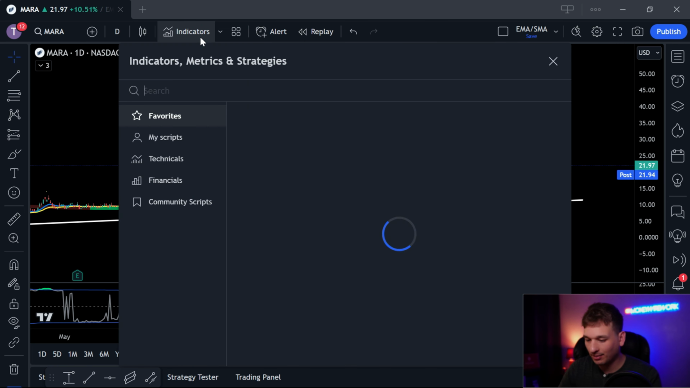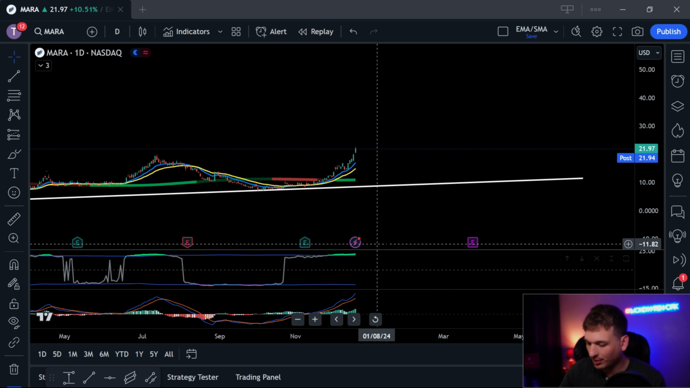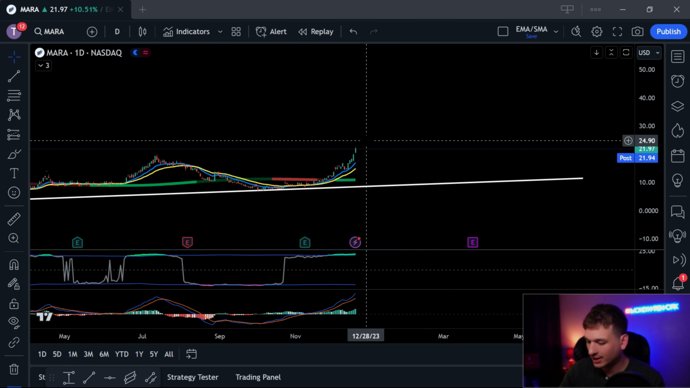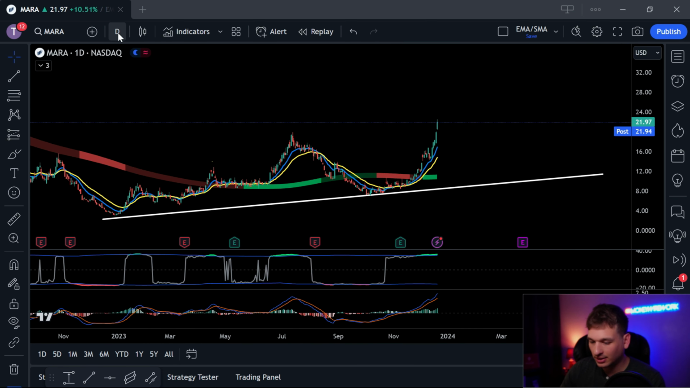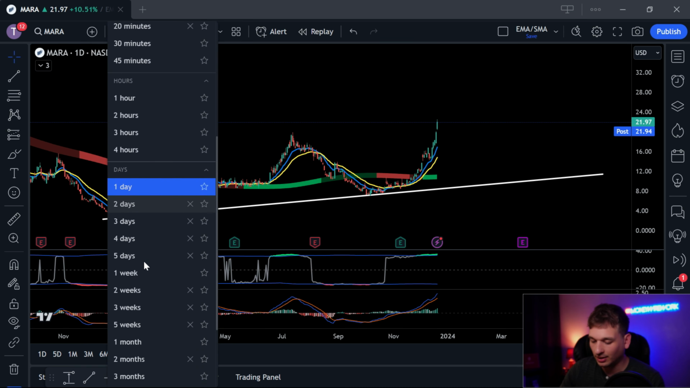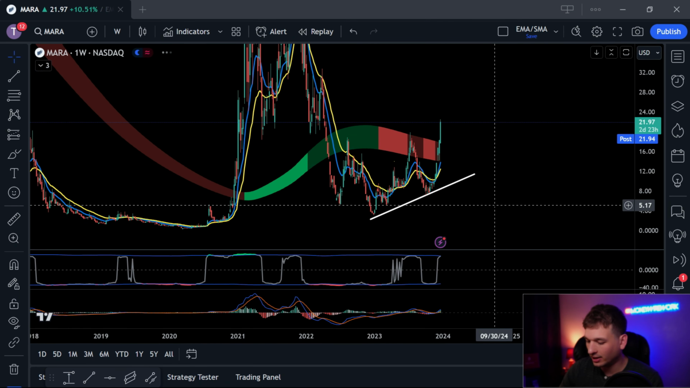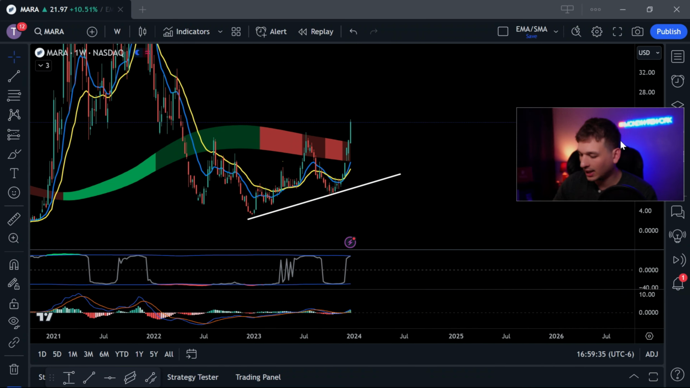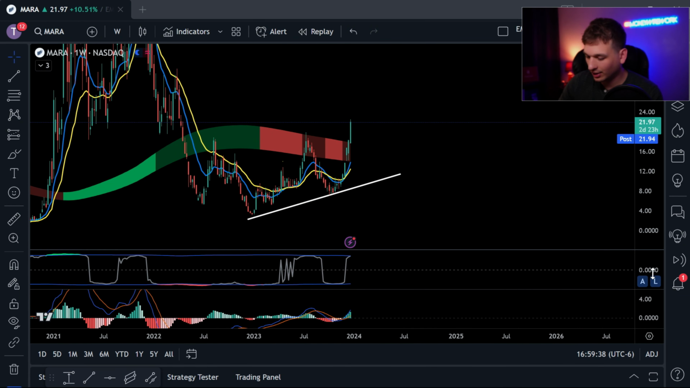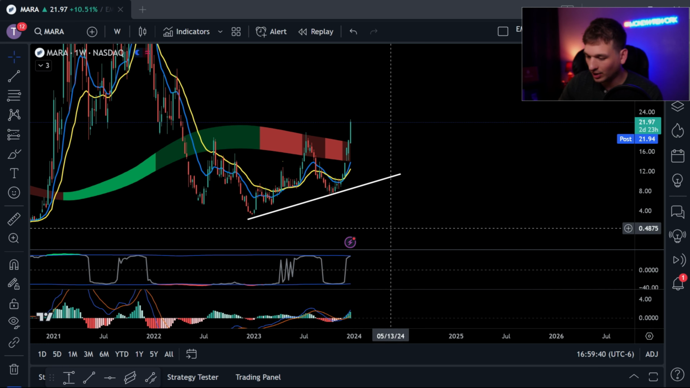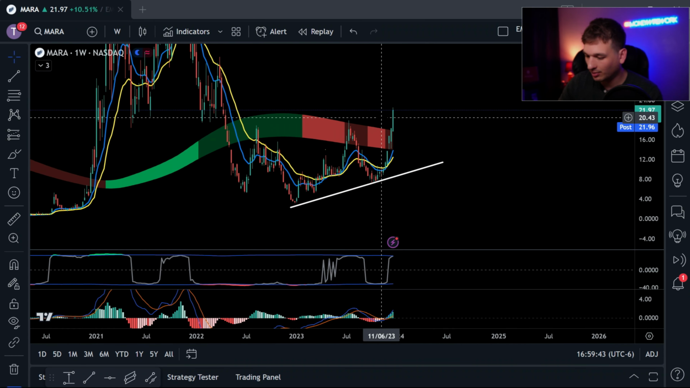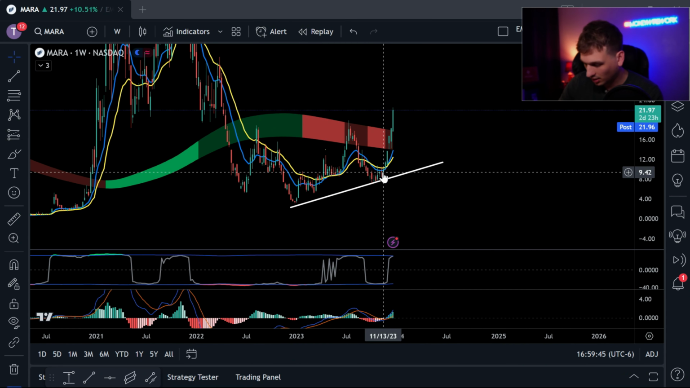So we're going to bring up the MACD real quick. We are above the zero line on the MACD as well. So let's look at the weekly. This is why I want to bring the MACD up onto the weekly, because on the daily, it does look pretty extended, but on the weekly, there is a lot more room to run, and we only actually got above the zero line a couple weeks ago in the middle of November.